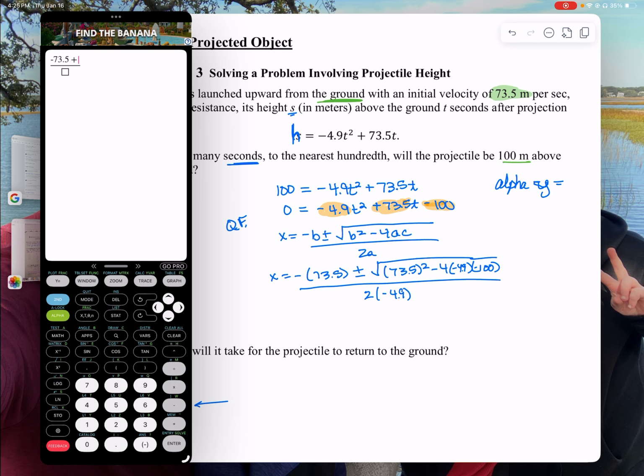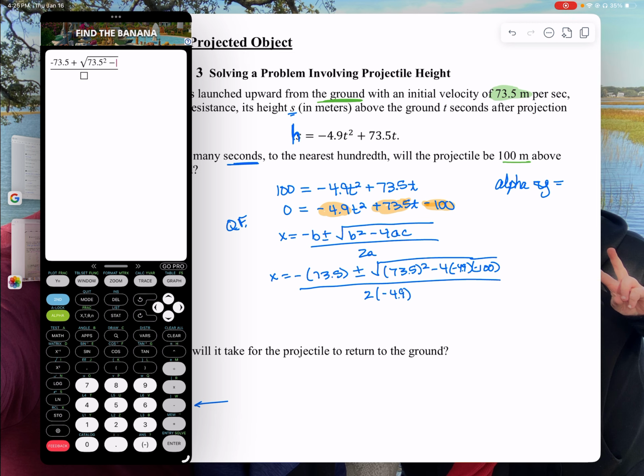Then the square root. Your square root button is on the left-hand side. You see x squared? It's right above what says log. There's an x squared, and above that in the blue is a square root. All right, so let's hit that second and x squared. That gives me my square root. I'm going to put 73.5. My squared, I go back to that same place and just hit squared.